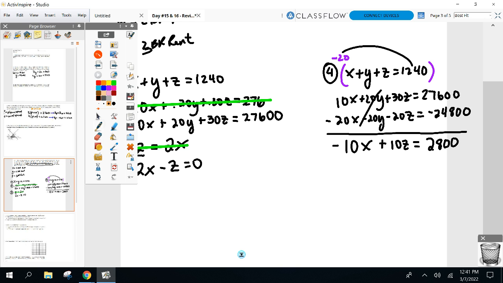All right, I am going to stop there, but look, do you see what you have right now? An equation with x and z. A second equation, x and z. Put them together and solve now. This turns into the second problem we just went over.